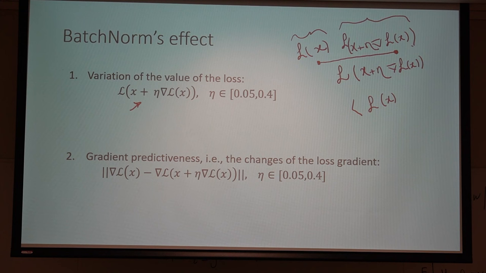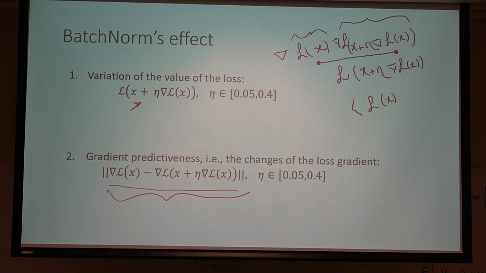Let's look at this one. I'm comparing the gradient of L at point X and the gradient after we moved, right? If this quantity is small, it means that the gradient is valid after moving.